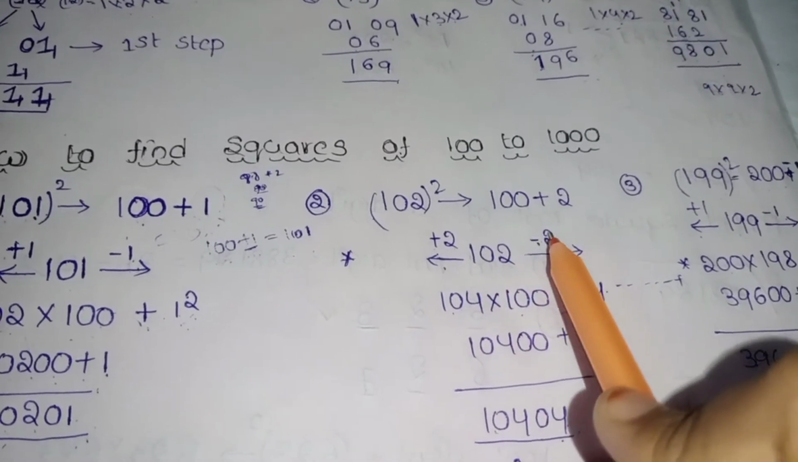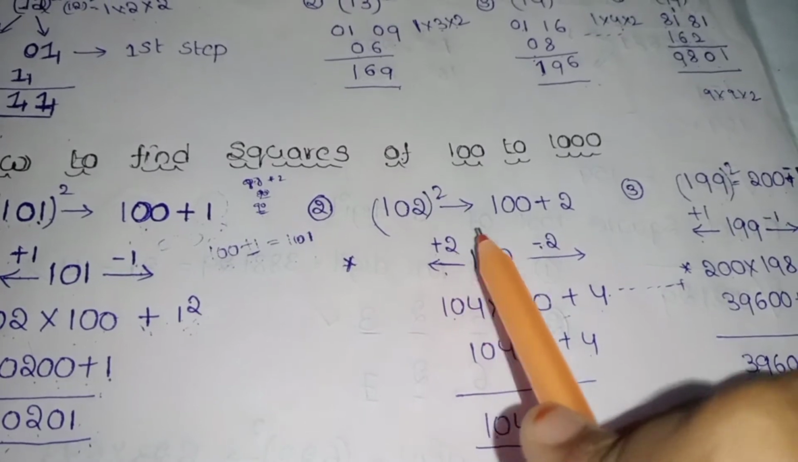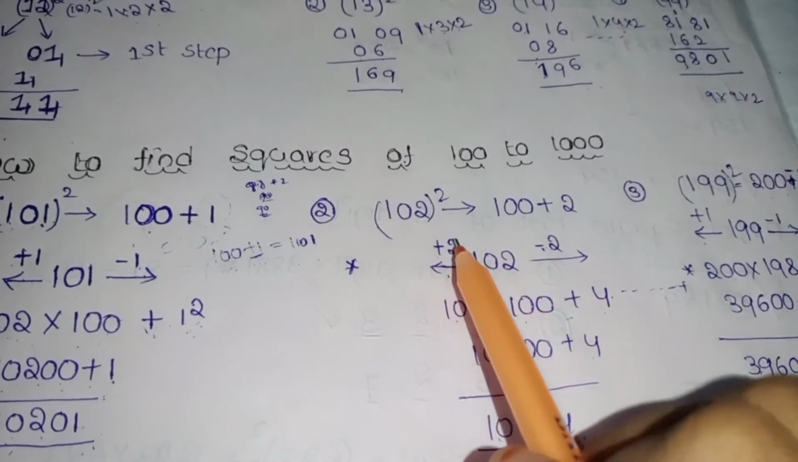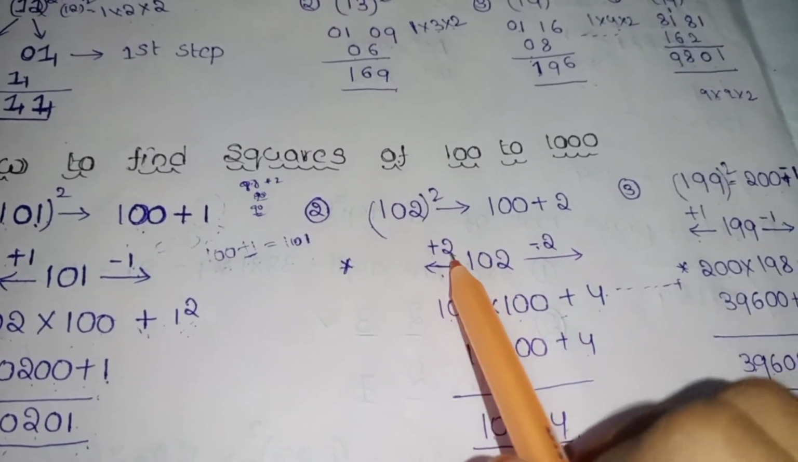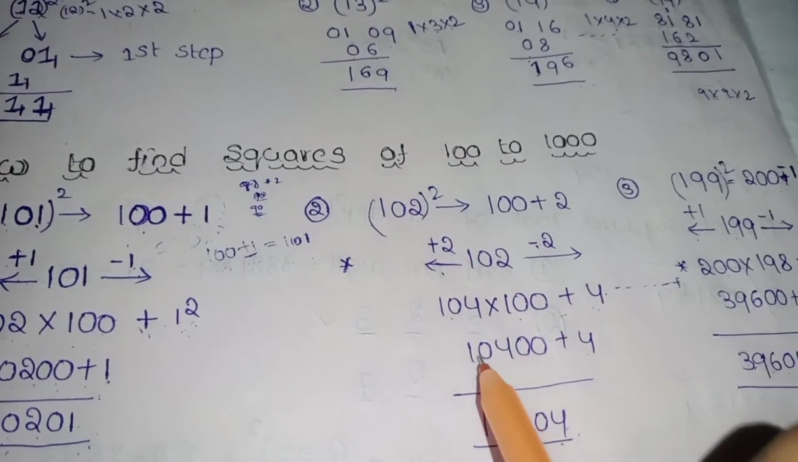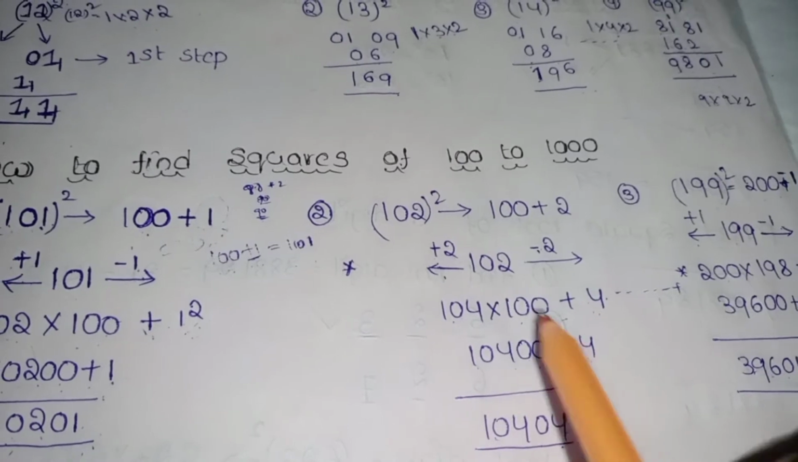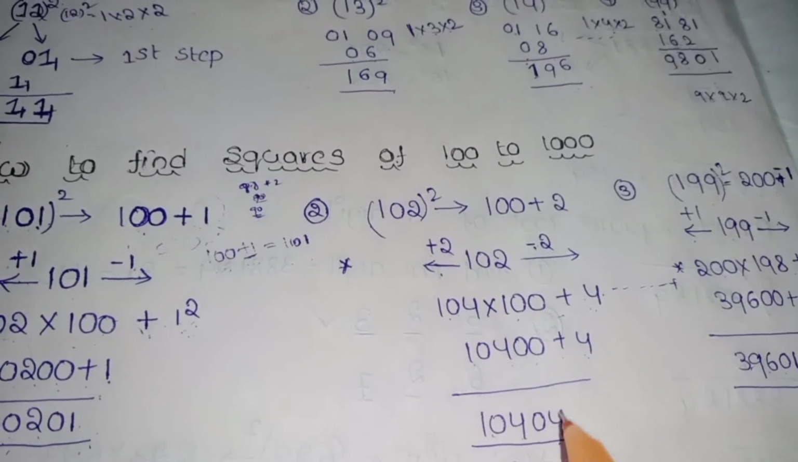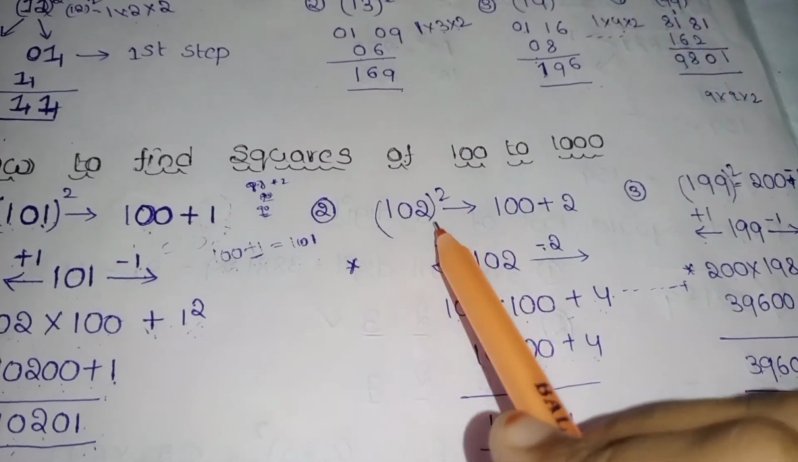And you have to square the number. Which number? The number we added and subtracted: 2. So we have to square that number. 2 square equals 4. The 4 must be added to this number. 10400 plus 4, I am getting 10404. This is the answer for 102 whole square.